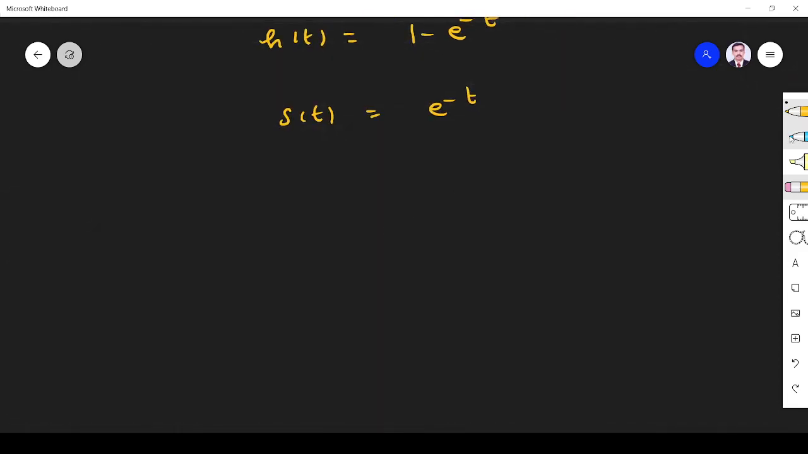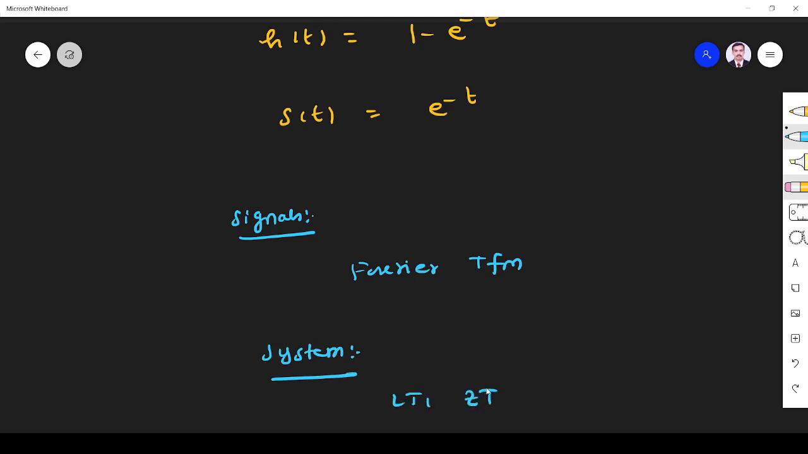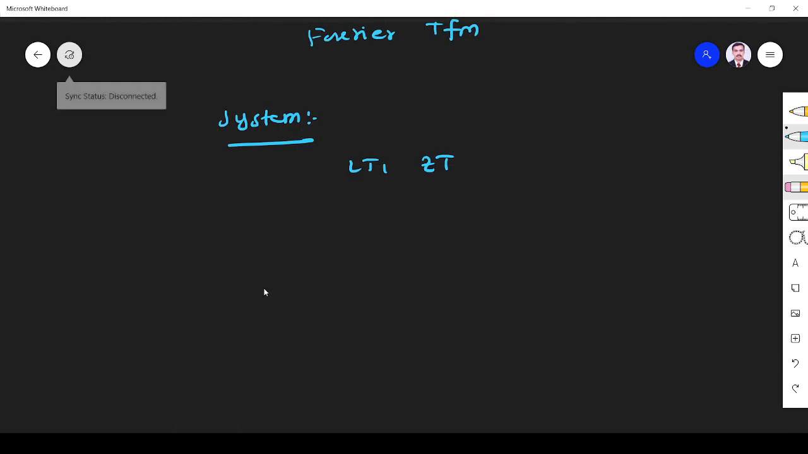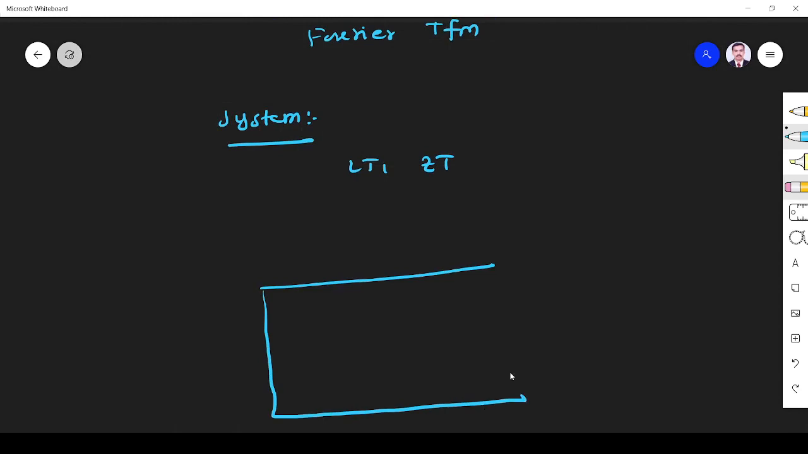Systems and signals. Then we have to have technology to analyze signals and systems. To analyze signals, we have Fourier transform, right? To analyze systems, we have Laplace and Z transform, right? So we have studied continuous time signal, discrete time, periodic and aperiodic. So when we have to use Fourier transform and when we have to use Fourier series, we will see, right?